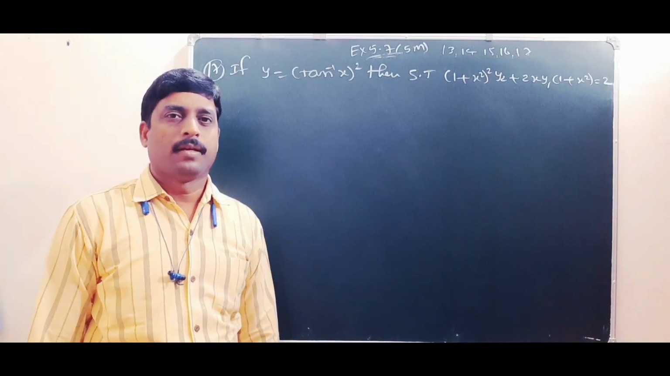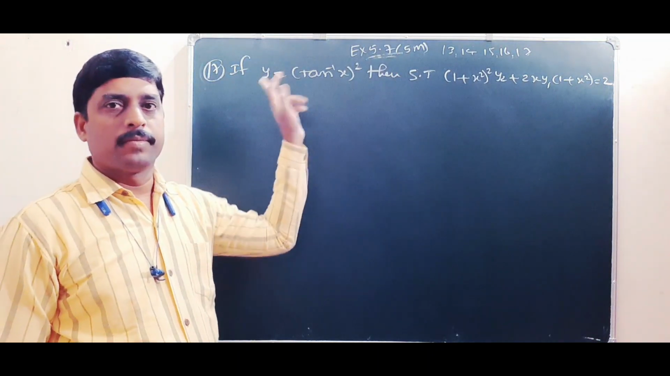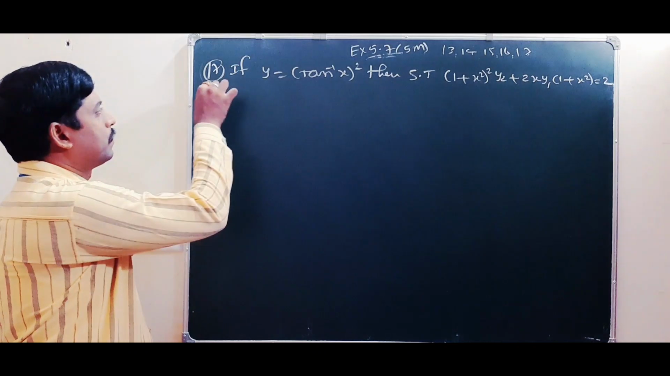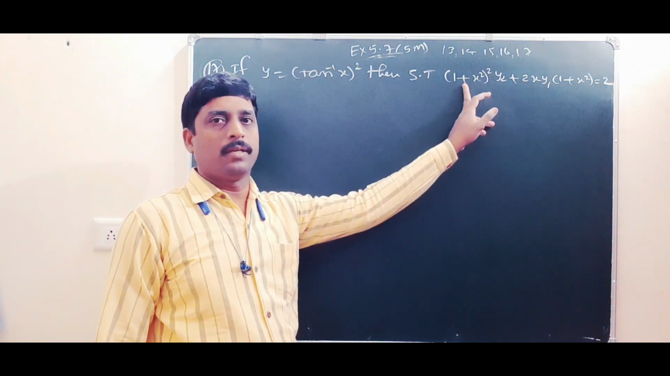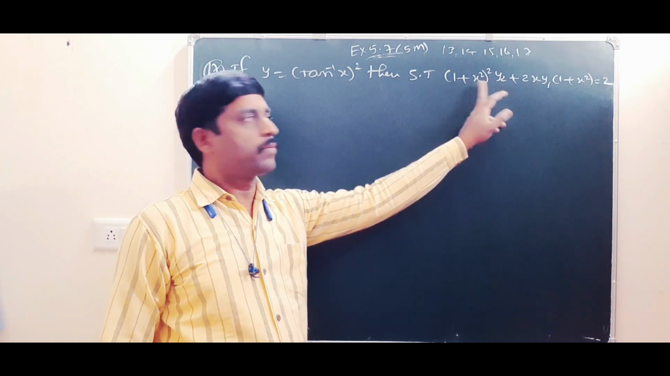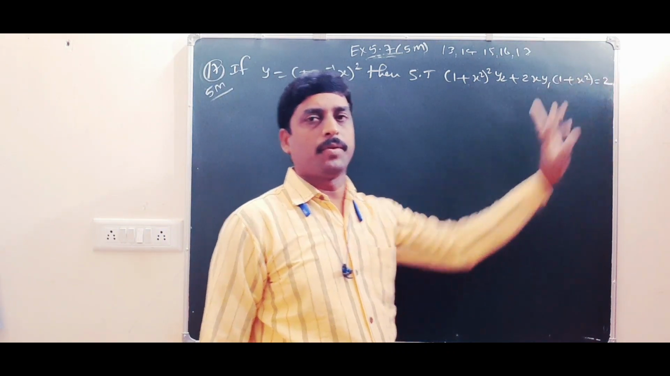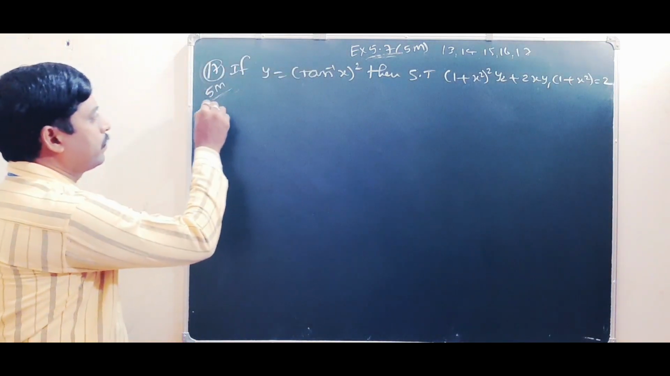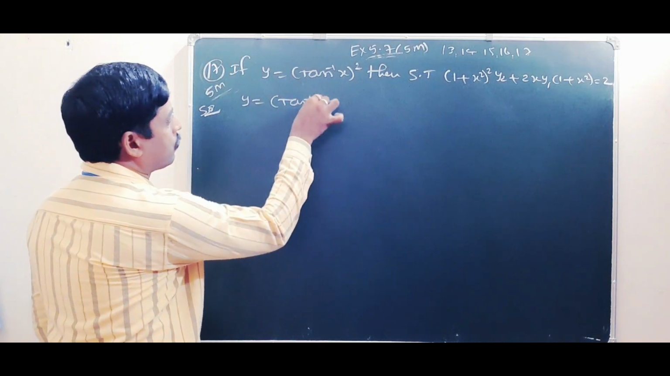Let us go to the next problem. This is from exercise 5.7, question 17, most important for 5 marks. The y value is given: y equals tan inverse x whole square. Then show that 1 plus x square whole square into y2 plus 2x into 1 plus x square into y1 equals 2. Okay, so what is given? The y value given is tan inverse x whole square.